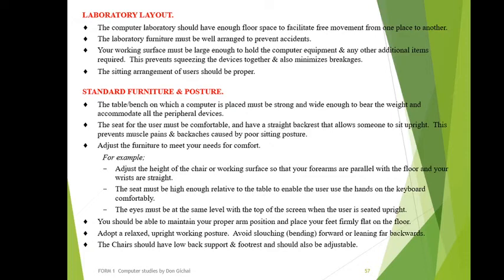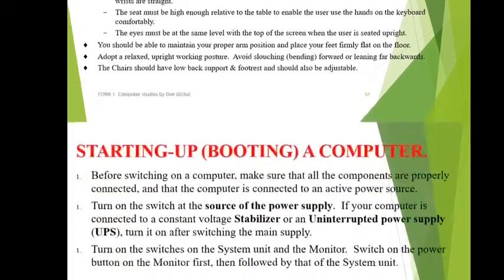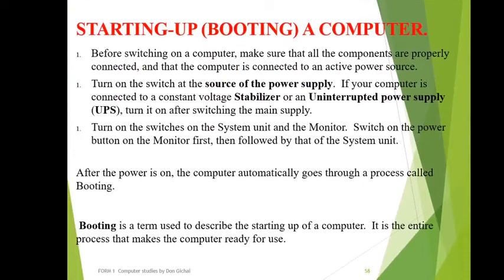Adjust the furniture to meet your need for comfort. For example, adjust the height of the chair or working surface so that your forearms are parallel with the floor and your wrists are straight. The seat must be high enough relative to the table to enable the user to use the hands on the keyboard comfortably. The eyes must be at the same level as the top of the screen to avoid straining. Those are some of the important points when you talk about standard furniture.